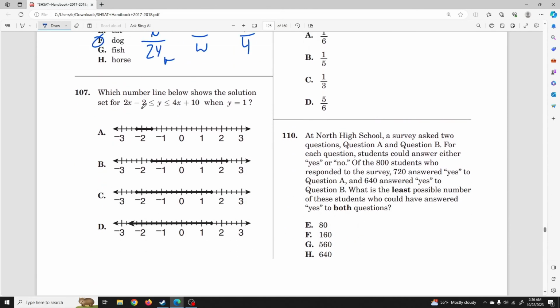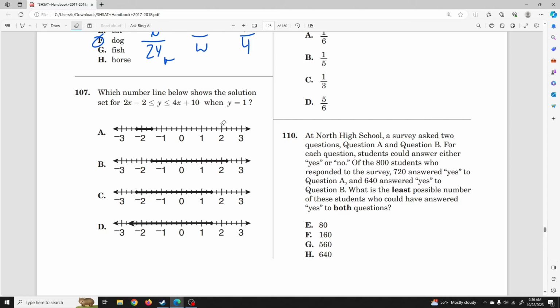So here we have which number line below shows the solution set for 2x minus 2 is less than or equal to y, which is less than 4x plus 10. Beautiful.